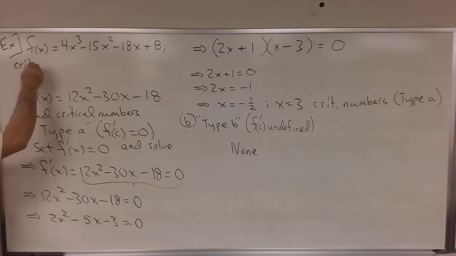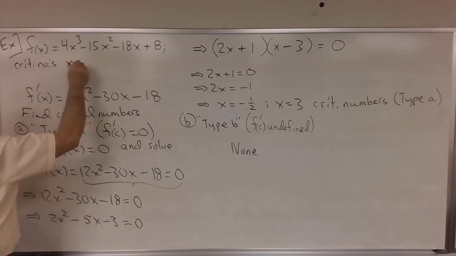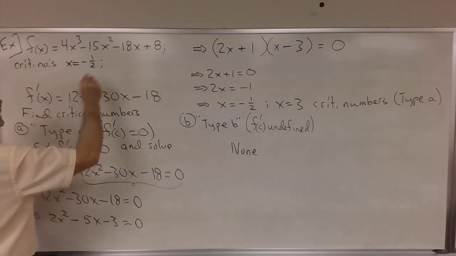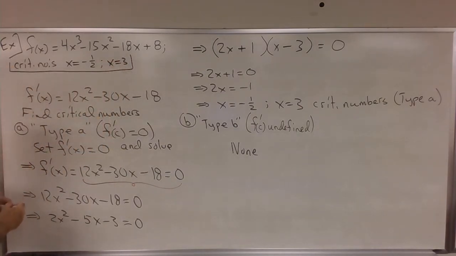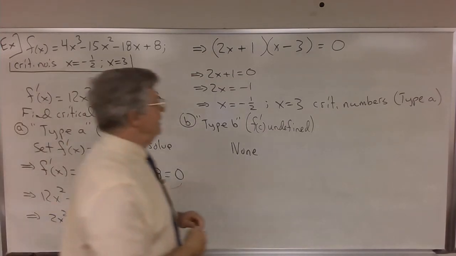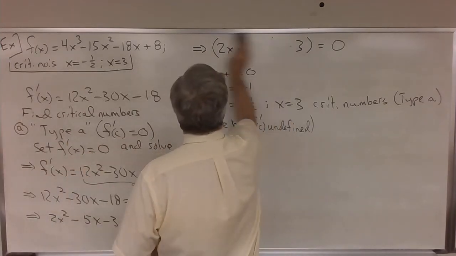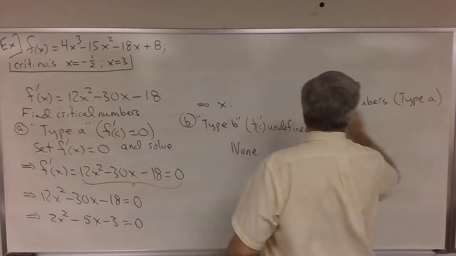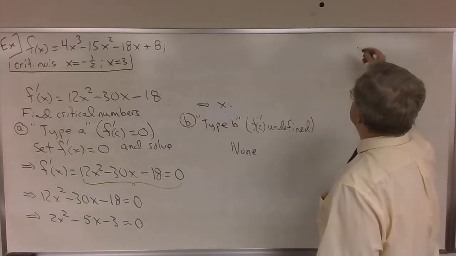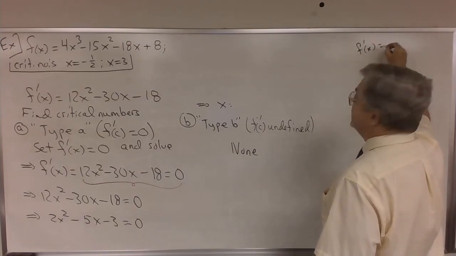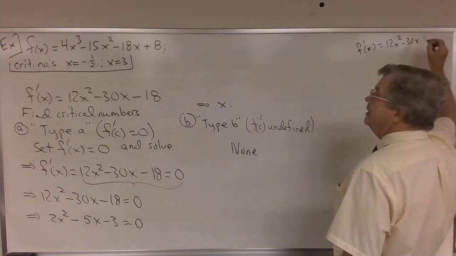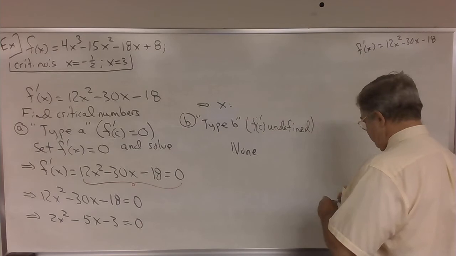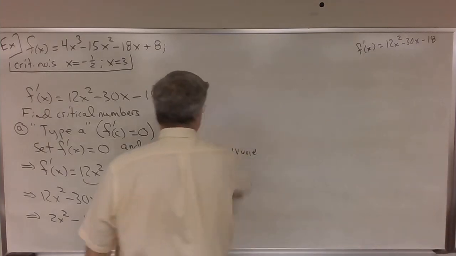Now, let me write down my results. Critical numbers, and that's x equals -1/2 and x equals 3. And I guess up here, not for permanent storage, but temporary storage, I'll write down that my derivative is 12x squared minus 30x minus 18. Okay. I can erase everything else.